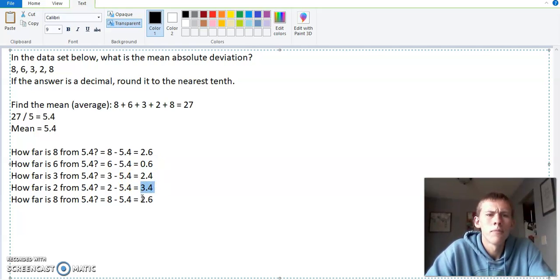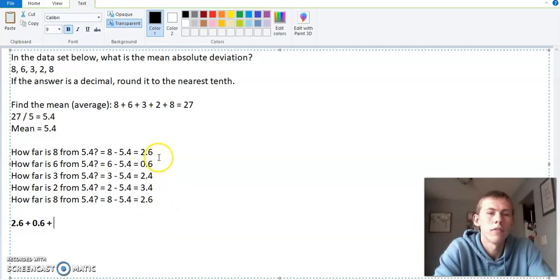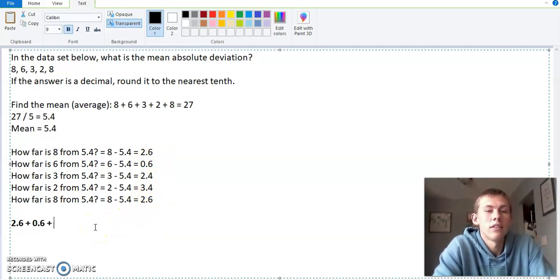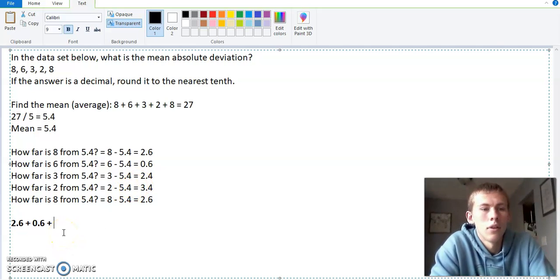Just like before, you were averaging out the data set, all those numbers, and now you're averaging out those distances that you just calculated. In other words, I'm going to add up 2.6 plus 0.6, add all these numbers up and then divide by 5, because once again we have 5 numbers. Go ahead and pause the video here. I would definitely recommend a calculator for this part and try to find the average, the mean of these 5 numbers. Okay, I'll finish it on the screen now that you've paused it.